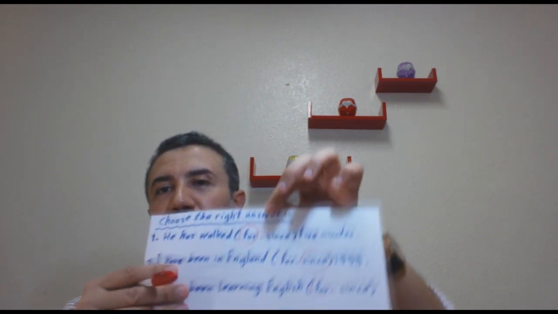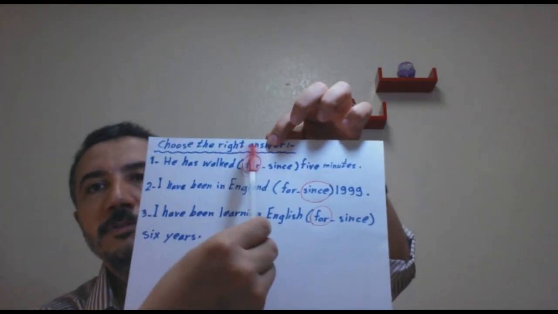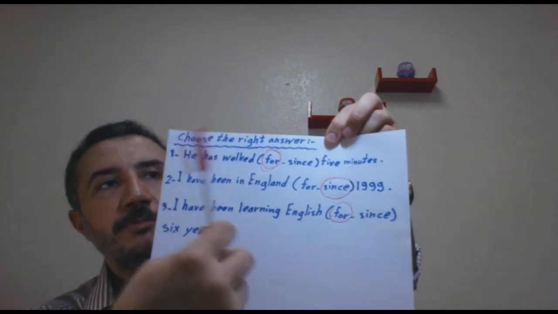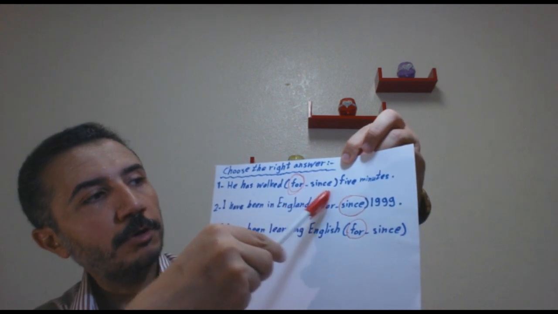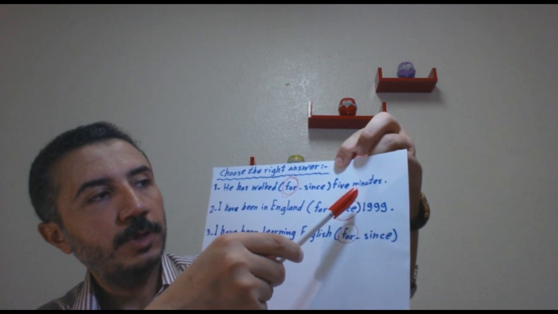This is about present perfect tense and present perfect progressive tense. Good. Okay, let's end the episode with exercises. Choose the right answer. The first sentence: he has walked for or since 5 minutes.